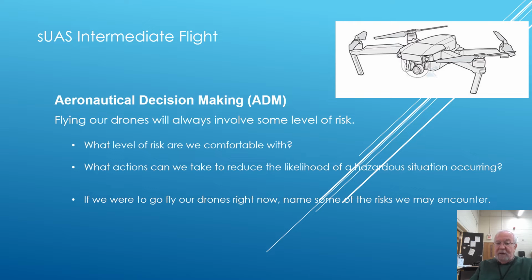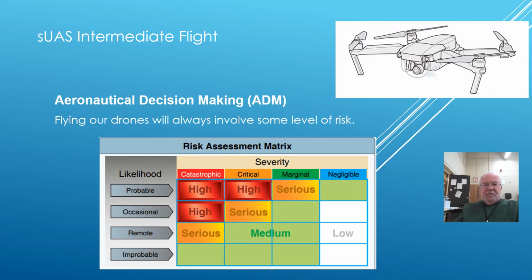Of course, if the weather was bad, if there was a lot of wind, turbulence around the buildings, or even at higher altitudes, if there was, heaven forbid, a thunderstorm, lightning strikes are a risk. Lots of risks. So here's a sample risk assessment matrix.